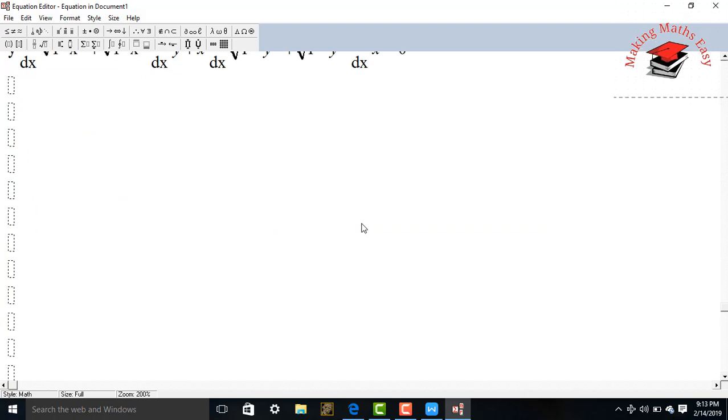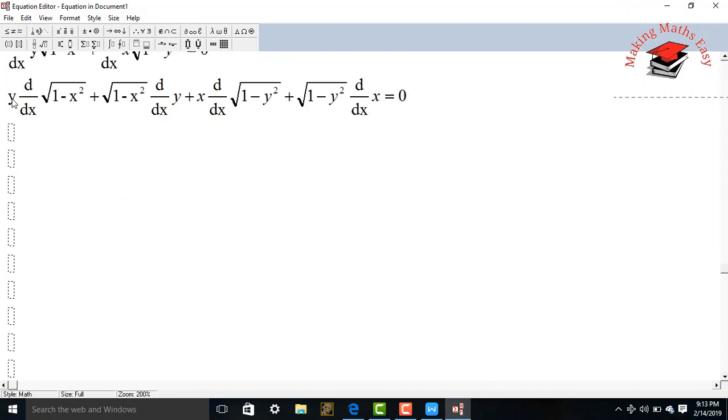For doing this, first take the derivative of the root function, then take the derivative of the 1 minus x square function. So we have y into the derivative of the root function. Let's use the multiplication symbol. What is the derivative of root x? The derivative of root x is 1 upon 2 root x. So 1 upon 2 square root of 1 minus x square in this case, and then we have to take the derivative of the 1 minus x square function.